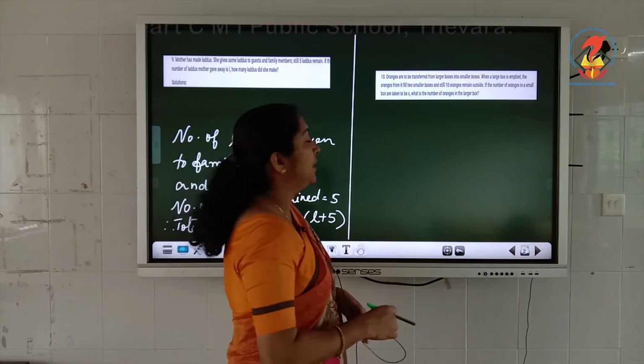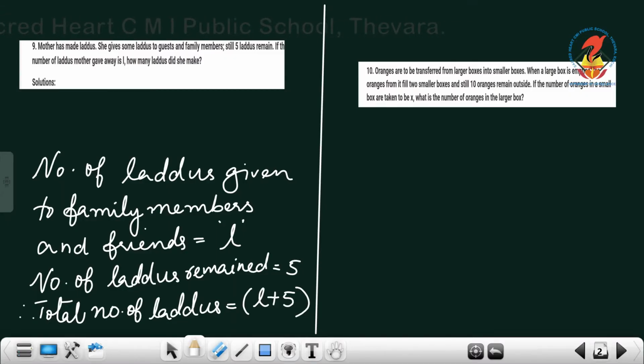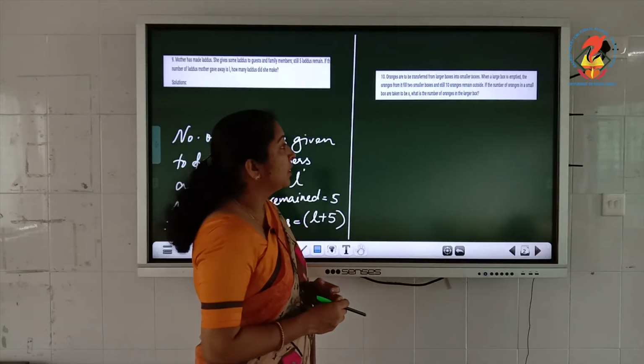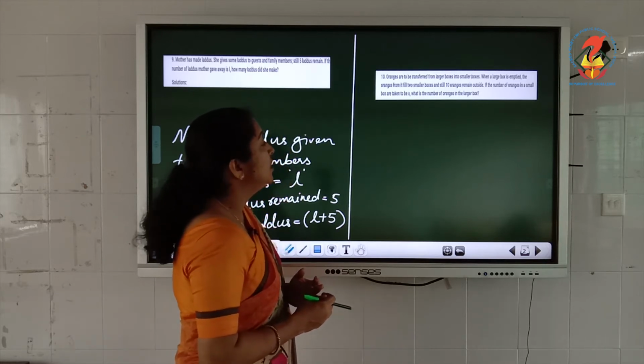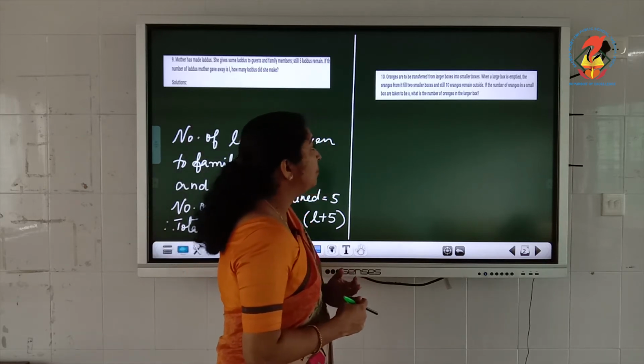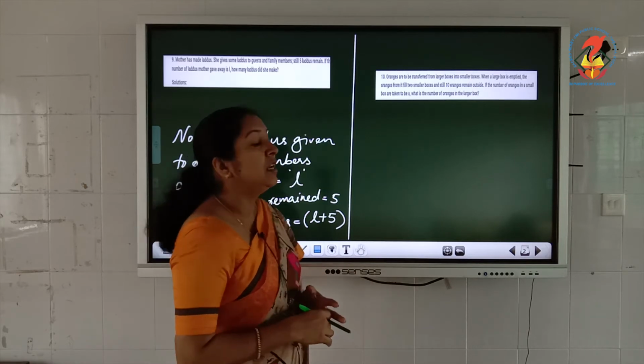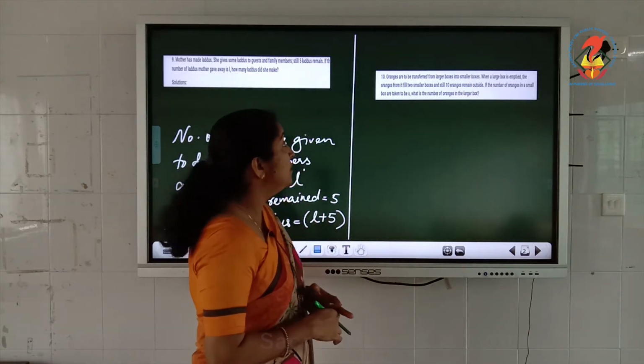Then 10th question. Oranges are to be transferred from larger boxes into smaller boxes. When a large box is emptied, the oranges from it fill 2 smaller boxes and still 10 oranges remain outside. If the number of oranges in a small box are taken to be X, what is the number of oranges in the larger box? What is the question?